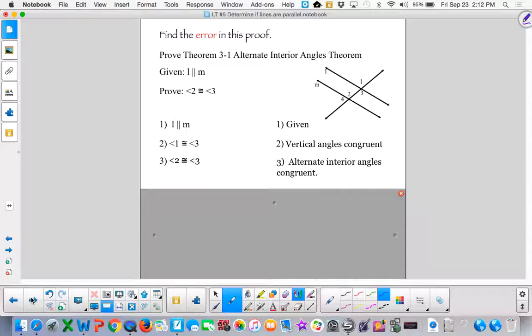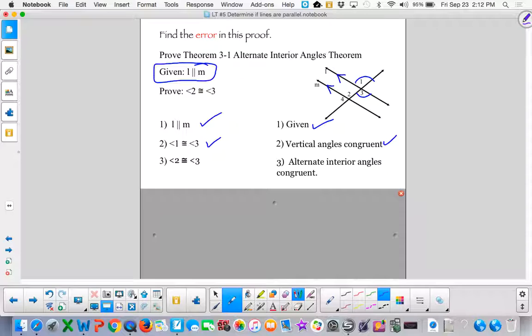All right, so in this proof, we've got that the lines are parallel, and we want to prove 2 congruent to 3. So let's check it out. Is that okay to say? Because of given? Absolutely, I can see that here. Can I say 1 congruent to 3 because of vertical angles? Absolutely, because I have that right there.